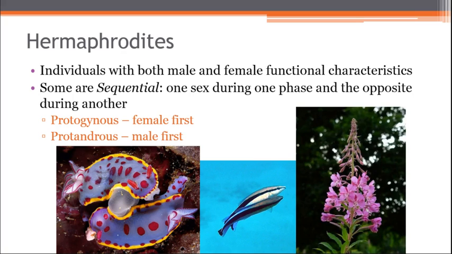So you have these both, male and female, at the same time. Now some of these species are sequential. They will start out as one sex, and then they will be the opposite sex during a reproductive phase, okay? If they are protogynous, it means they're female first. If they're protandrous, it means that they are male first. We're not going to spend a lot of time talking about this because this does not describe humans, right? We are not a hermaphroditic species.